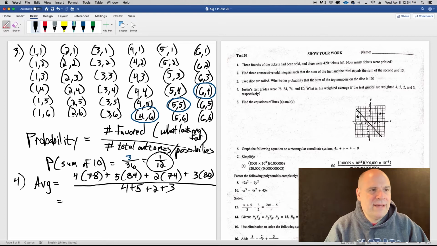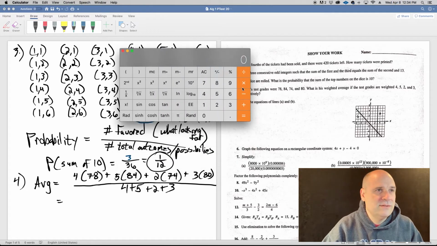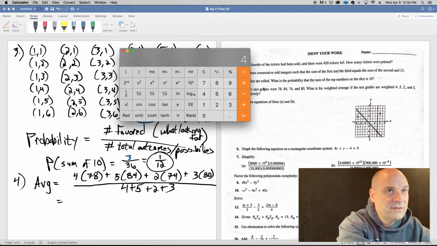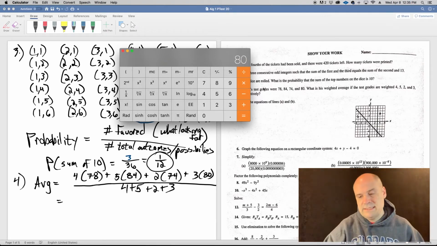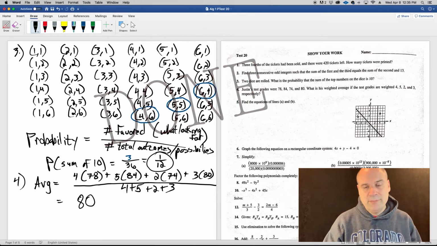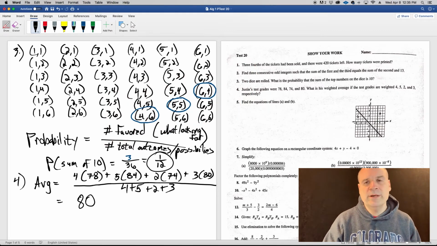So let's do that math, and what do we get? I'm not afraid to use a calculator. I'm not ashamed. So we're going to say 4 times 78 plus 5 times 84 plus 2 times 74 plus 3 times 80, all divided by 14 is 80. Looks like Justin is a B student. That's okay. He can do better though.